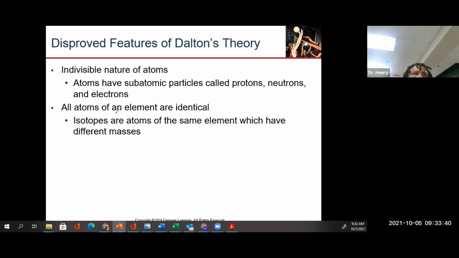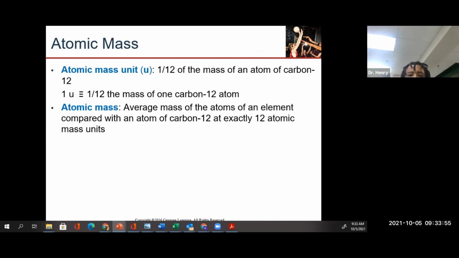And then all atoms being identical, we know that isn't true because we have isotopes. Isotopes are atoms of the same element but with different masses. So that brings us to our next topic, the atomic mass. We've already talked about it. The atomic mass is based upon carbon-12, because carbon-12 is one of the most abundant isotopes. They said that 1 unit is equal to 1/12 of the mass of one carbon-12 atom. That's the premise of everything on our periodic table.